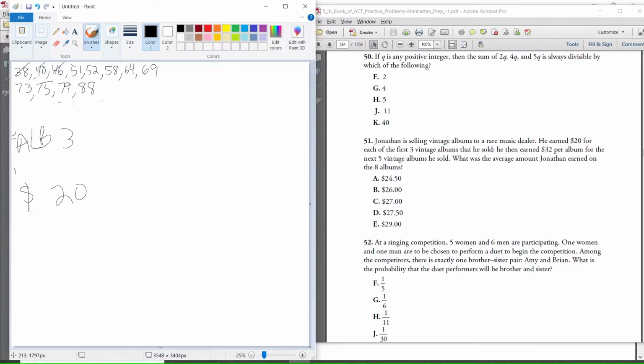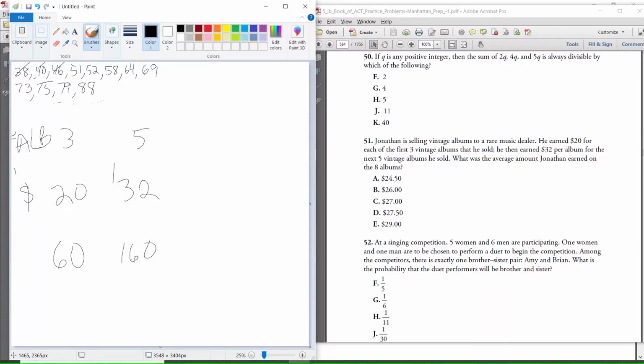He earned $20 for the first 3 he sold. He then earned $32 per album for the next 5 albums. What was the average amount he earned on 8 albums? Okay, so he earned 20 for each of the first 3. So 3 times 20, he earned $60 on the first 3. And then it said for each of the next 5, he earned 32 per album. So 5 albums at 32 per album, we multiply those to get the total amount he earned. So he earned $160 for those 5.